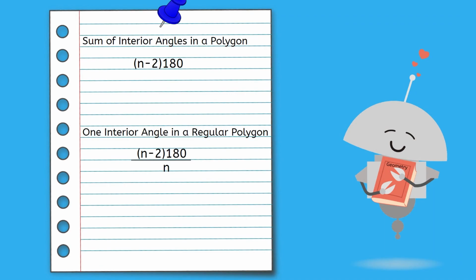Now you know how to find the sum of the interior angles of a polygon, and even developed this formula all on your own using triangles. And you know how to find one interior angle of a regular polygon.